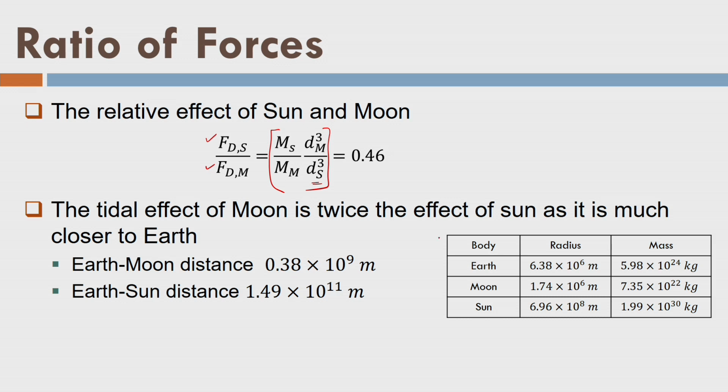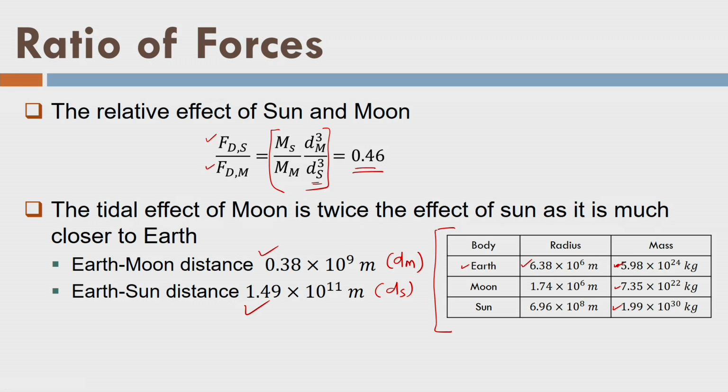And if I take this data which is listed here, about the radius of the earth and about the mass of the moon and sun, and then I use this data, the distance, that is my ds and that is my dm. So if I put this here, what will happen? I will get a ratio of 0.46. You can try it yourself.